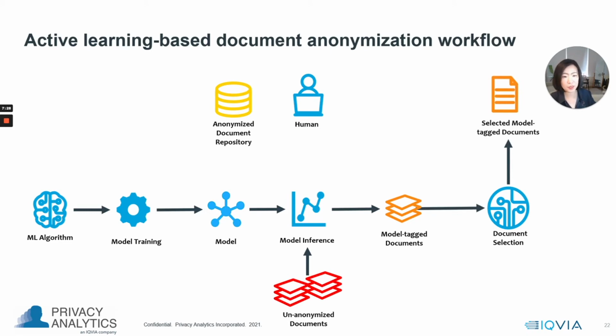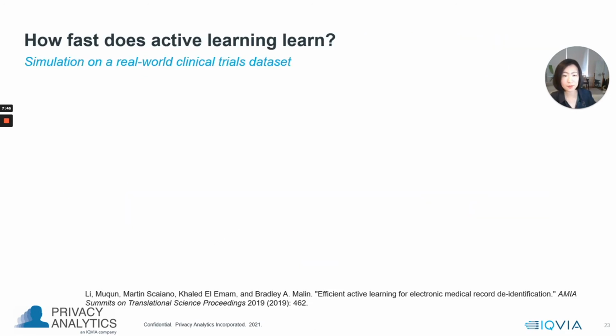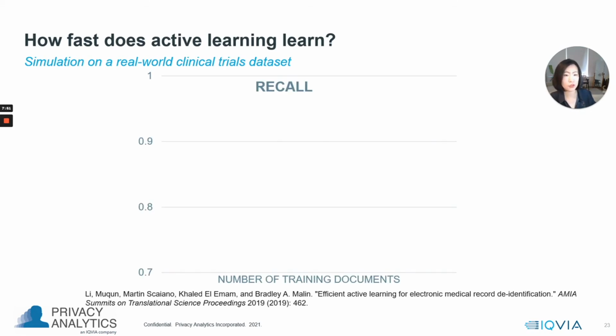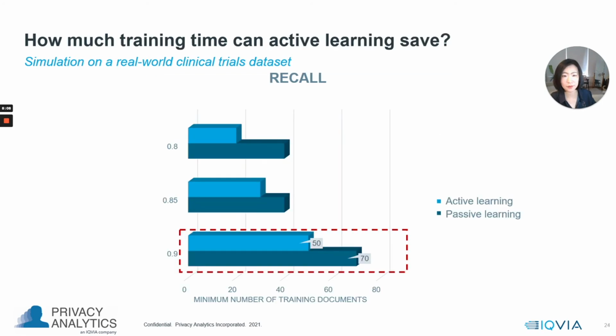Iteratively, it chooses the documents that it considers to be the most informative and asks humans to correct them. These selected documents are fed back into training to improve the model until the model performance is good enough or it plateaus. When we compared active learning with a traditional learning, or what we can call a passive learning system, on the real-world data set, we found that active learning learns in a more stable manner, and it could grow to a certain level of performance faster than passive learning.